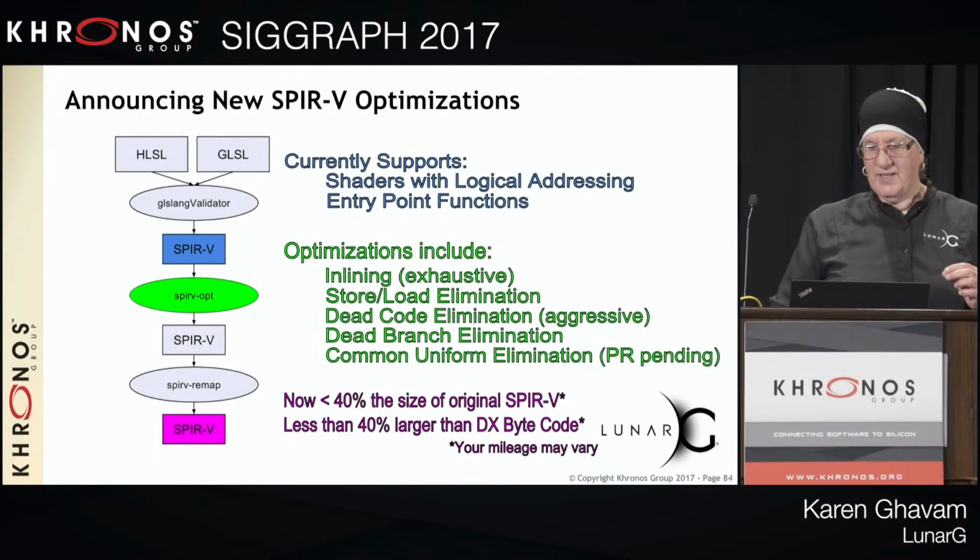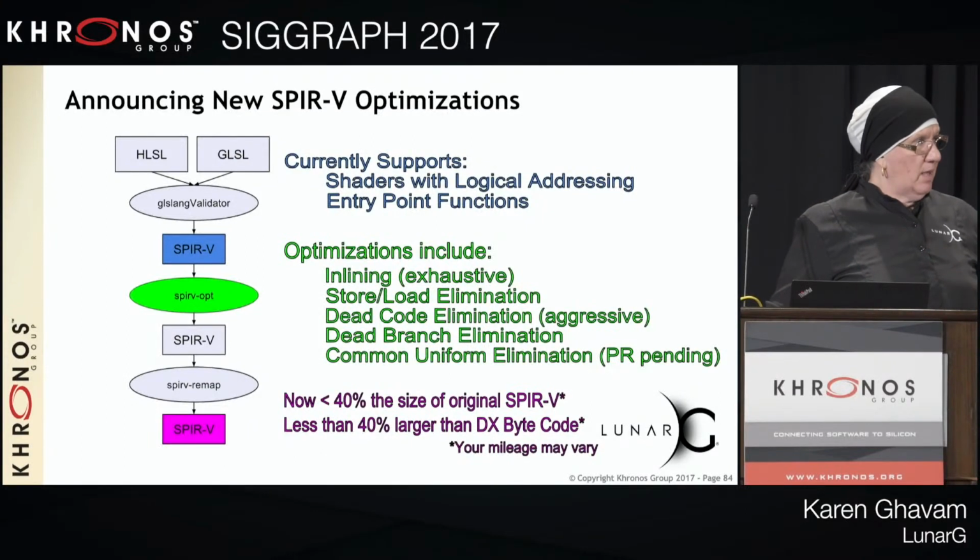And then we did a comparison of how it compares to DX bytecode, if I'd taken HLSL and created DX bytecode. And so we're less than 40% larger than what we would get with DX bytecode. So some very positive size reduction results with these optimizations.